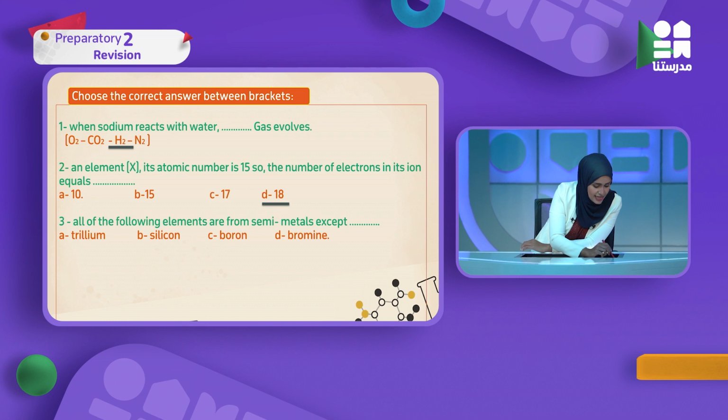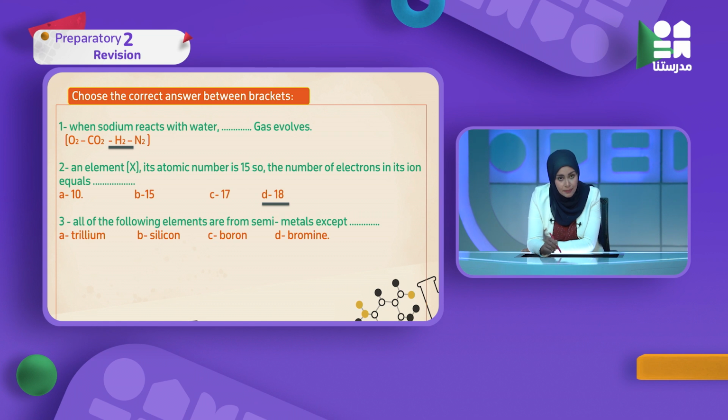Okay. Next question. All of the following elements are from the semi-metals except. As long as I'm saying except, I need to look for one that I know is not a semi-metal. So I look for a metal, a non-metal or an inert gas, because I don't want the semi-metals.